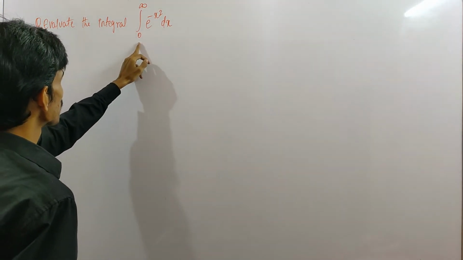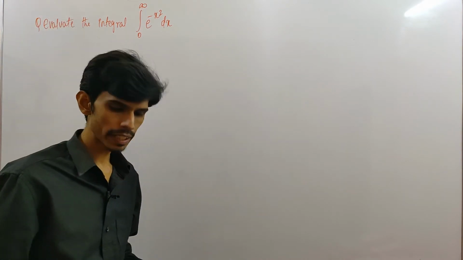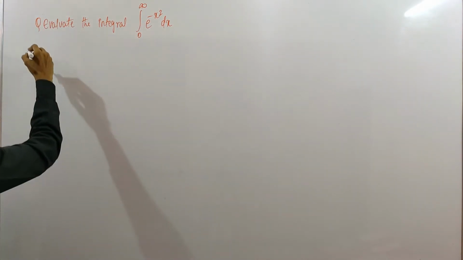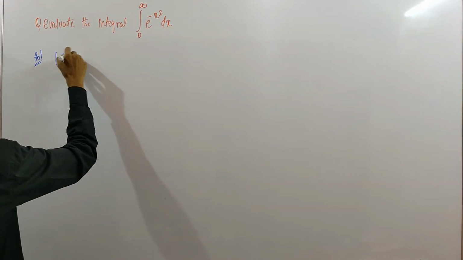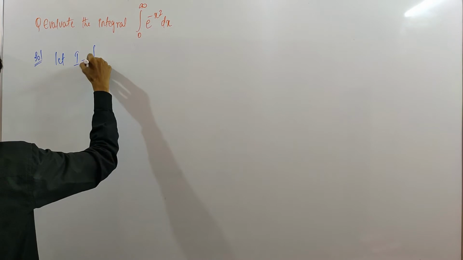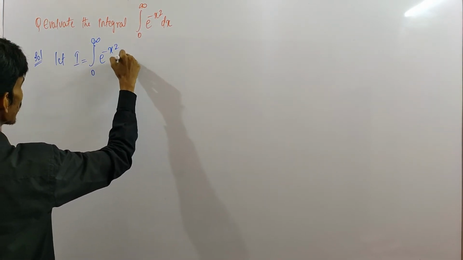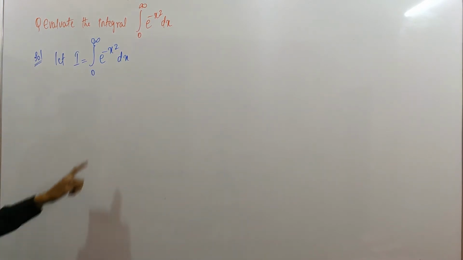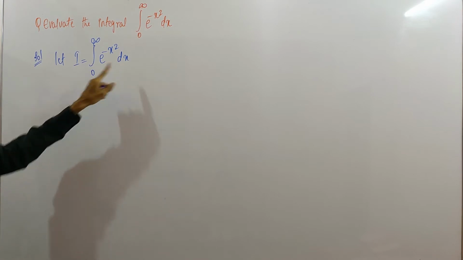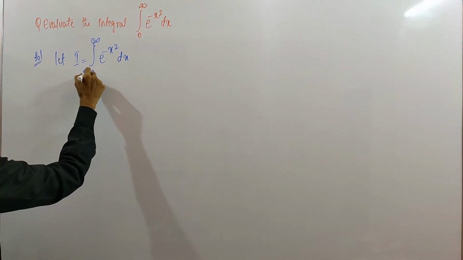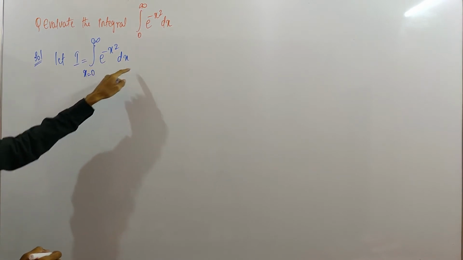Evaluate the integral 0 to infinity e power of minus x square dx. This is one of the important integrals. Let us solve this. Let I equal integral 0 to infinity e power of minus x square dx. This integral is defined for variable x, so this value is defined for x equal to 0 to infinity e power of minus x square dx.